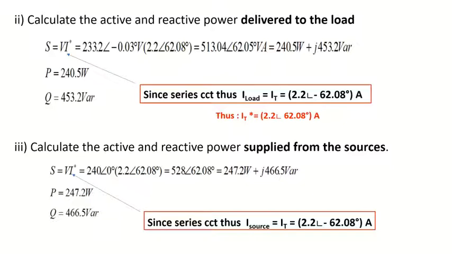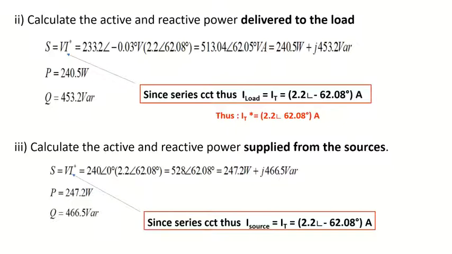Since it is a series circuit, the I load is equal to I total. So what I said just now, the I load is equivalent to I total, which is 2.2 with minus 62.08 degree ampere. The I total or I load conjugate, with the angle in opposite sign, is 2.2 with 62.08 degree ampere.